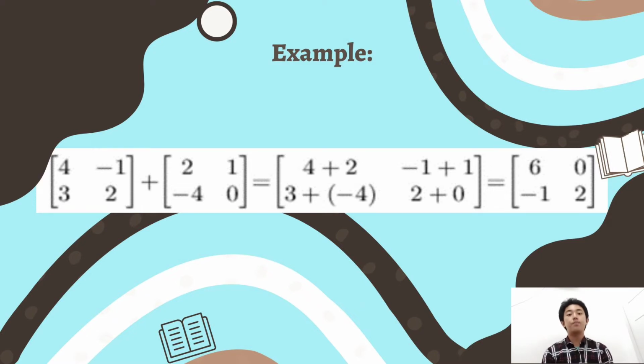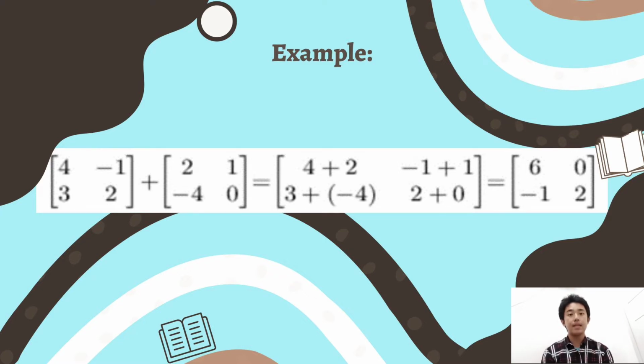The first matrix is 4, -1, 3, and 2, plus 2, 1, -4, and 0. We add the values in the same row and the same column: 4 plus 2, -1 plus 1, 3 plus -4, 2 plus 0. That's easy, right? 4 plus 2 equals 6, -1 plus 1 equals 0. We write it in the first row: 6 and 0.